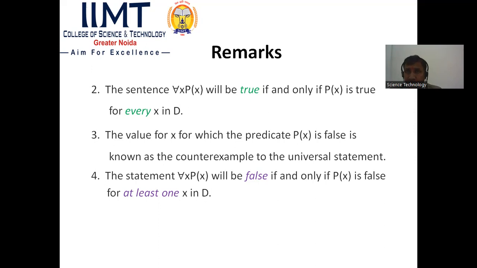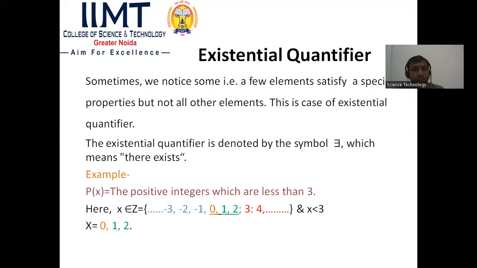And in the reverse manner, if the universal quantifier is not true, that is, false, if any one of the objects does not follow that property, then it will be the case of remark number 4.